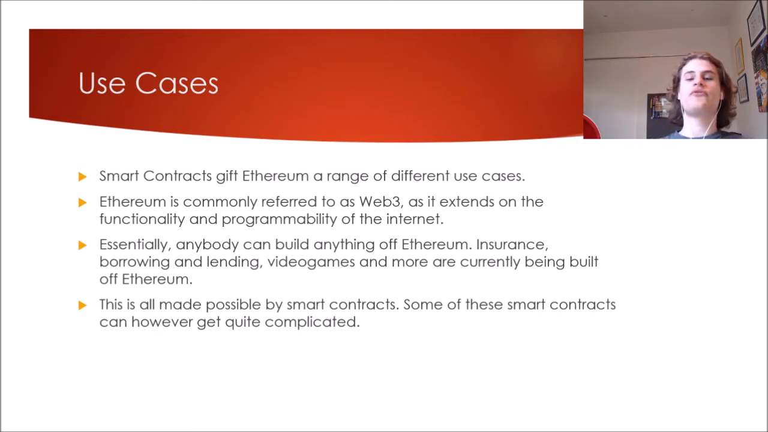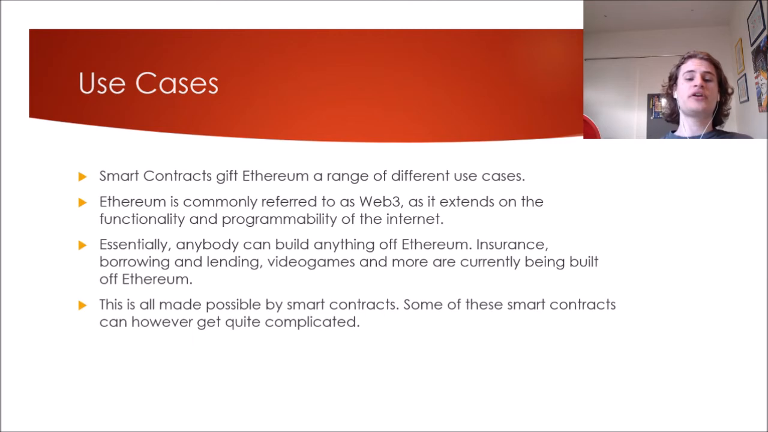Ethereum is commonly referred to as Web3. The reason it's referred to as Web3 is because it extends on the functionality and programmability of the current internet. The current internet is referred to as Web 2, and this is because the current internet cannot execute contractual agreements. The current internet does need middlemen and third parties to help it along. Ethereum can essentially fulfill all of the use cases of the current internet, but with no need for any middlemen.